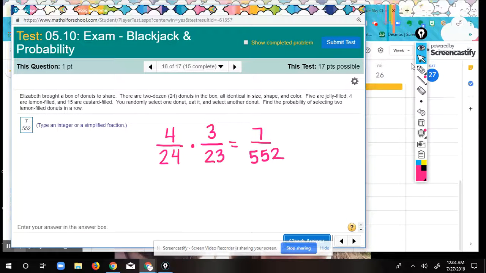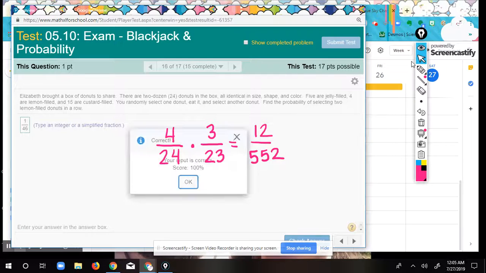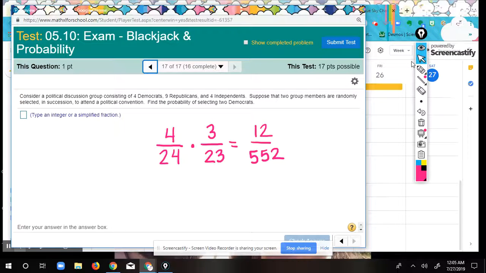Oops. That is incorrect. What did I do wrong? 5 are jelly-filled, 4 are lemon-filled. Oh my gosh, guys, excuse me, 4 times 3 is not 7. You're probably like, Jen, it's 12. 4 times 3 is 12. So 12 out of 552, which does reduce to 1 out of 46. So you can see it's really easy to make a mistake like that on this stuff that seems like you're whipping through it. Just double check your answers and use Desmos to help with reducing fractions.